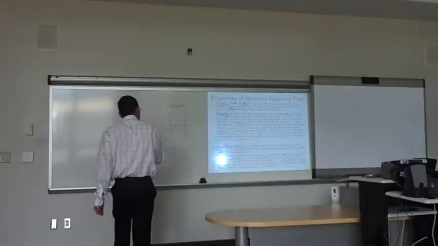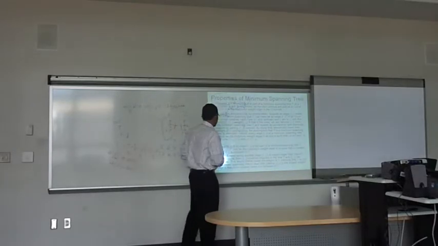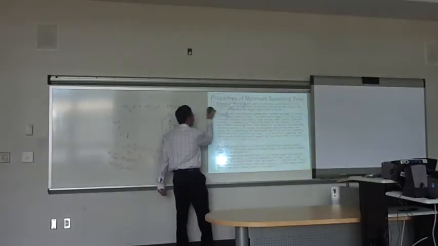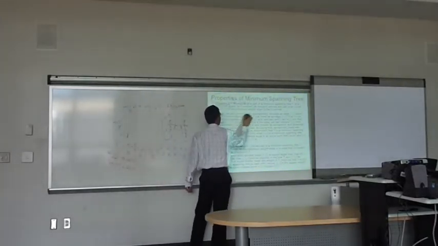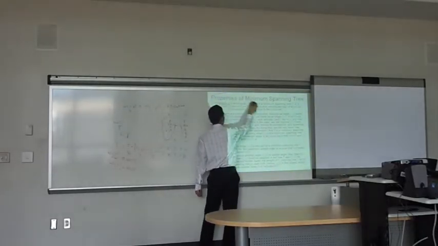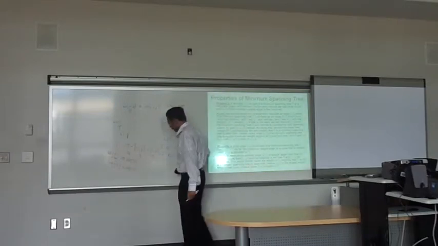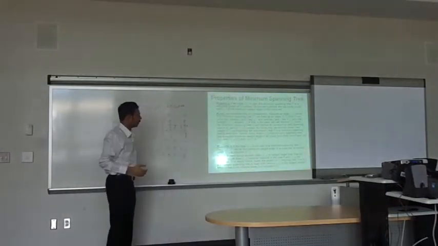So now the second theorem. If there is an edge that is part of a minimum spanning tree, then its two end vertices are part of a cut set, and that edge is a minimum weight edge. This is what I said before, right?